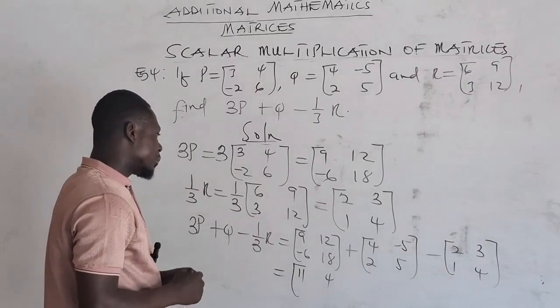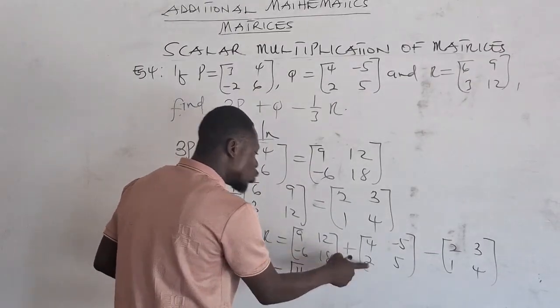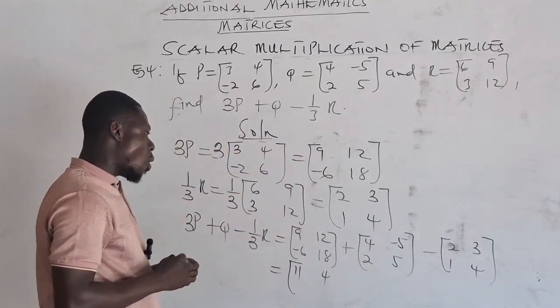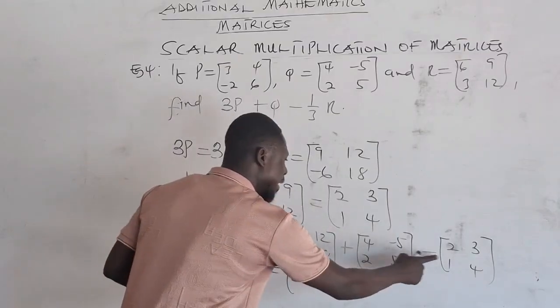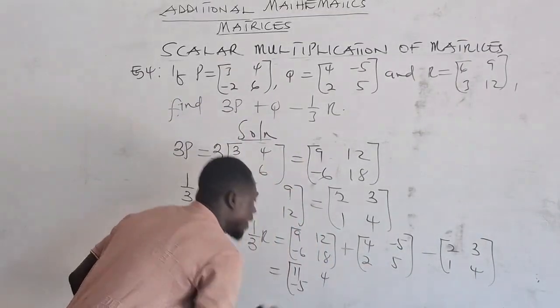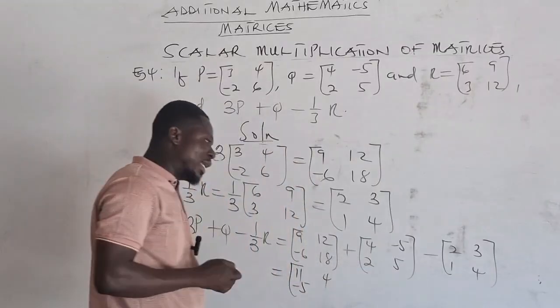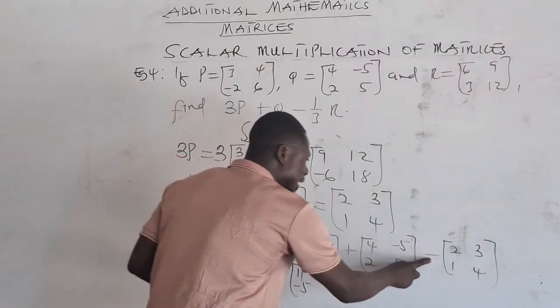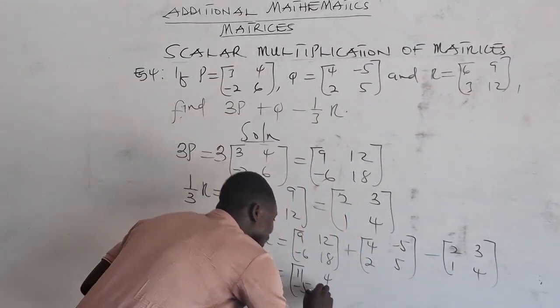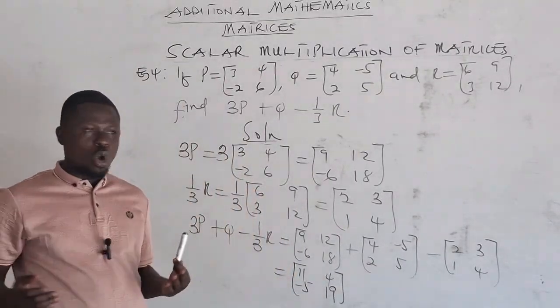And then when we come down here, negative 6 plus 2 will be negative 4. Minus 1 will be negative 5. So we have negative 5. And then 18 plus 5 will be 23. Minus 4 will be 19. So this is the result for the whole expression.